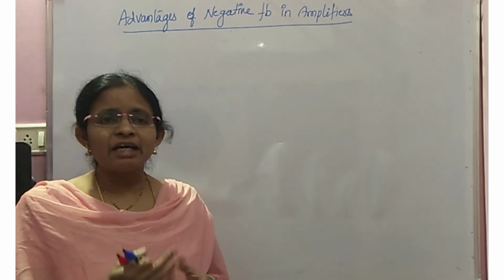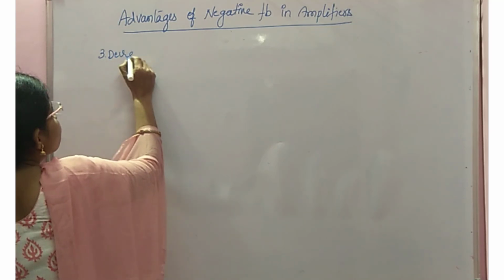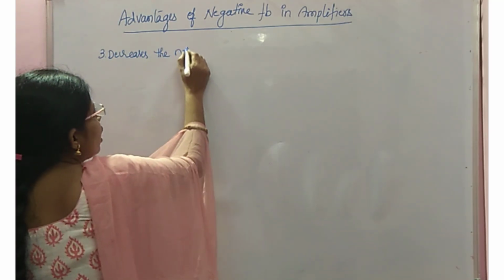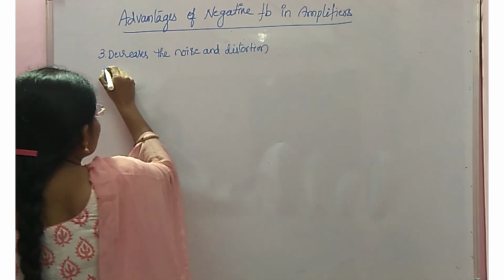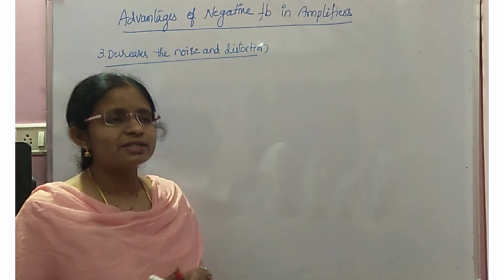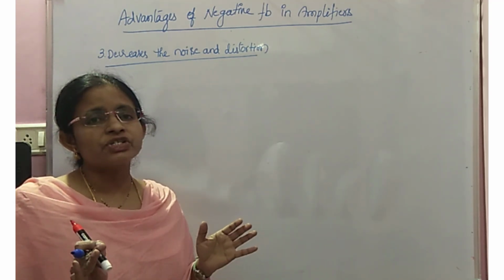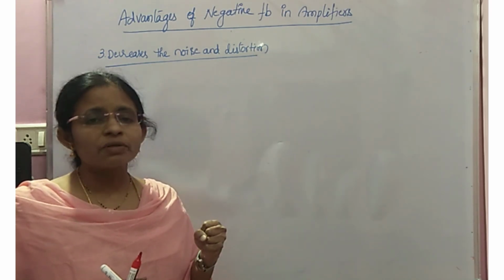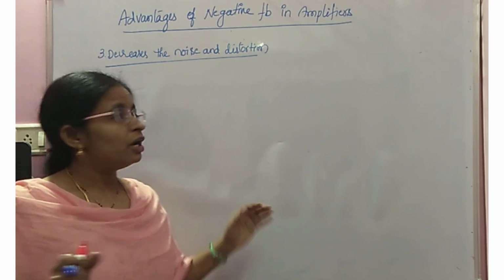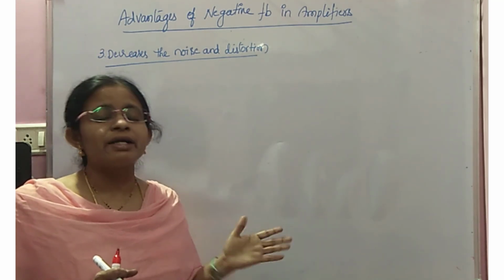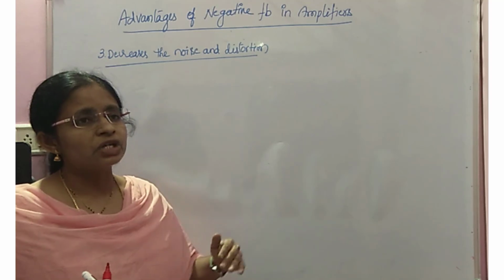Then the third point is that negative feedback decreases the noise and distortion. What is noise and what is distortion? Suppose your signal consists of some noise, then there is no change in the shape of our signal. The characteristics of the signal may change, meaning extra signals may overlap with our signal, but there is no shape change. But if distortion is added to our signal, then automatically the shape of the signal is changed. But with the application of negative feedback to our amplifier, the noise and distortion get reduced.